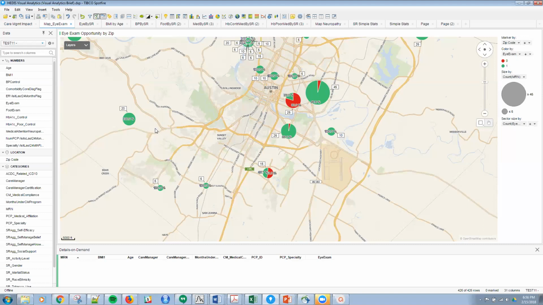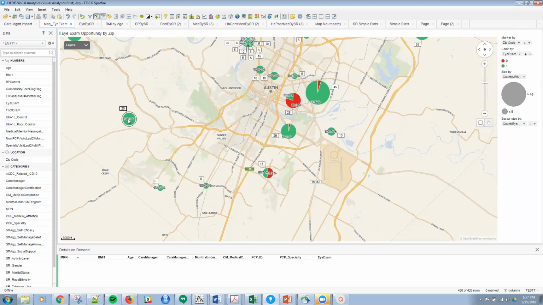For those type measures, one view is certainly a map view where you have your data and you have where your panel is by zip code, and you can look real quickly at what measures are performing and where you have patients that you need to bring into the clinic. So here I've got eye exam opportunity by zip code, and green means those patients have been seen in this time period for an eye exam, and then the red means that they have not been seen.